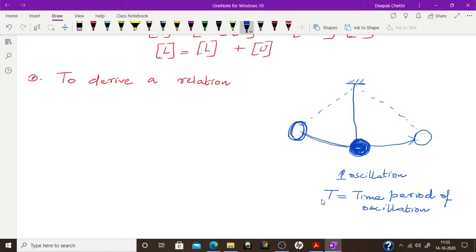Okay, understand? So using dimensional analysis, we can find a formula for T. How to find the formula? First of all, we have to know what things T can depend on. What are the things on which it can depend?